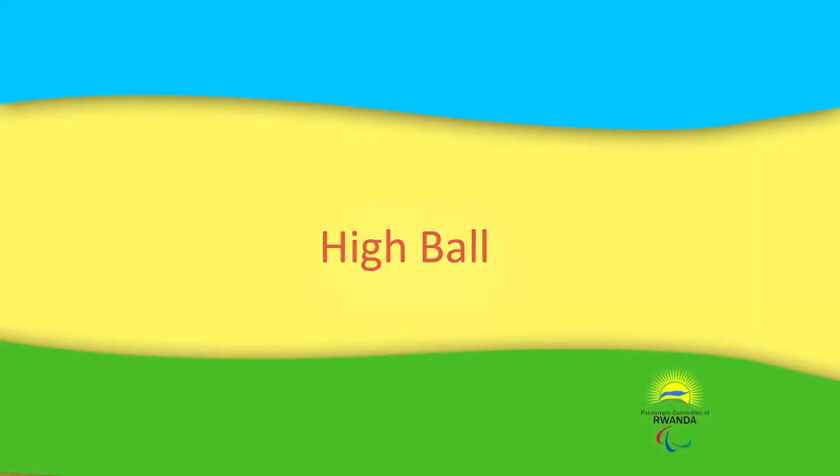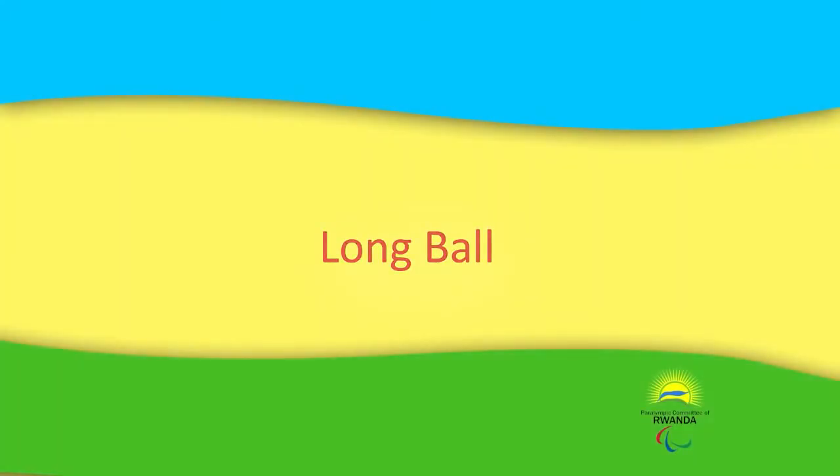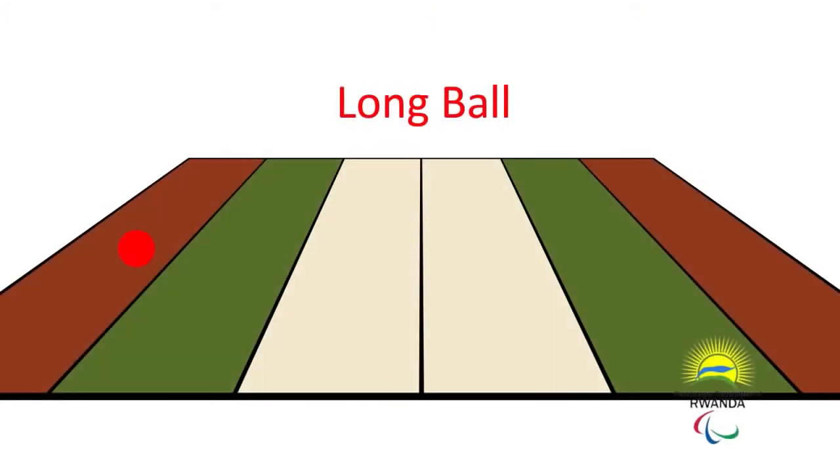High ball. After the throw, the ball must touch the floor at least once in the team area or landing area of the throwing team. If not, the throw counts but cannot score. Long ball. The ball must touch the floor at least once in the neutral area. If not, the throw counts but cannot score.